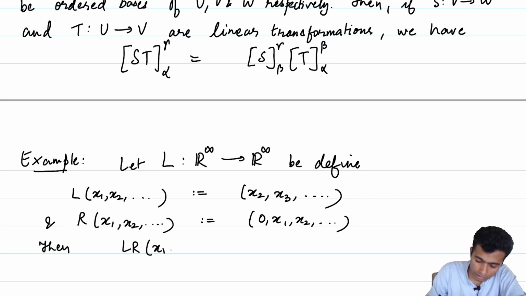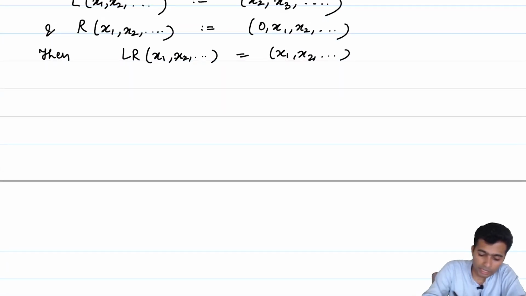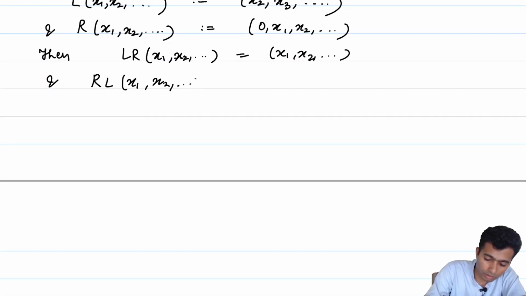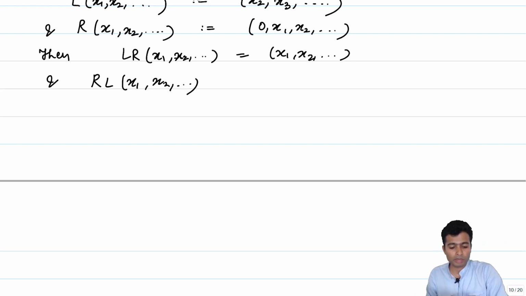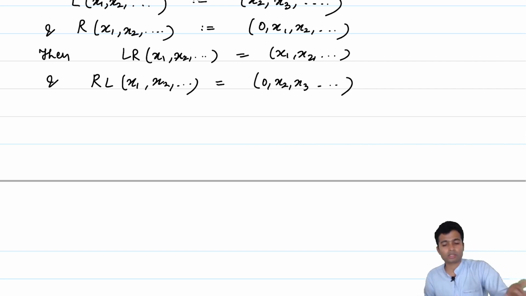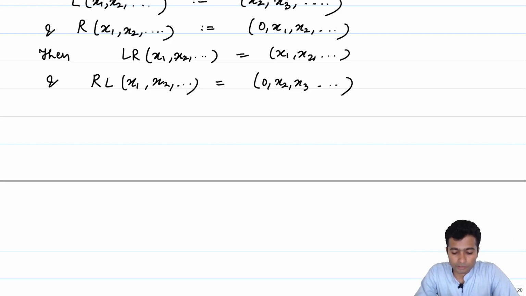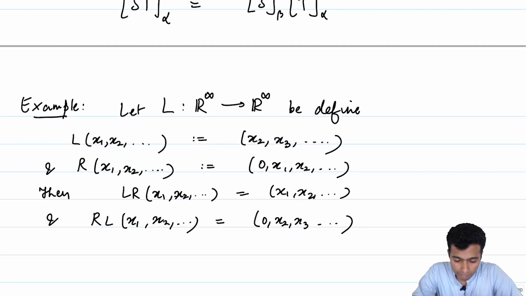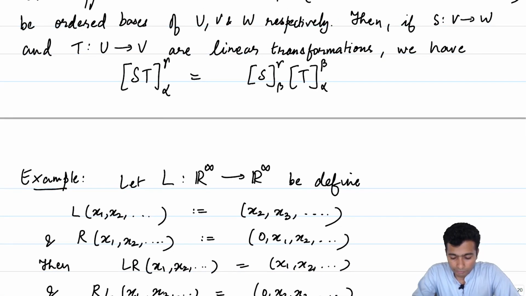Then check that LR is just the identity map. This is just x1, x2, dot, dot, dot. And what is RL? You should check that RL of x1, x2 and so on. First, it will do a left shift by throwing out x1, and then it will do a right shift, and therefore you will be ending up with something like 0, x2, x3 and so on, which is not the same as LR of x1, x2 and so on if x1 is not equal to 0. Alright, so we have a straightforward example of when two linear transformations don't commute with each other.